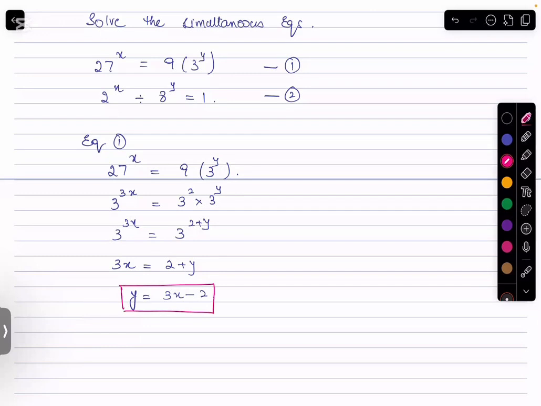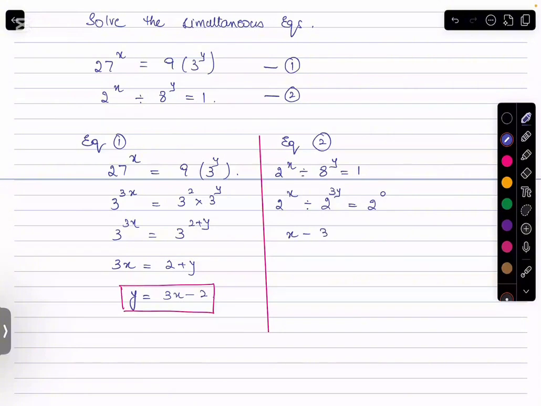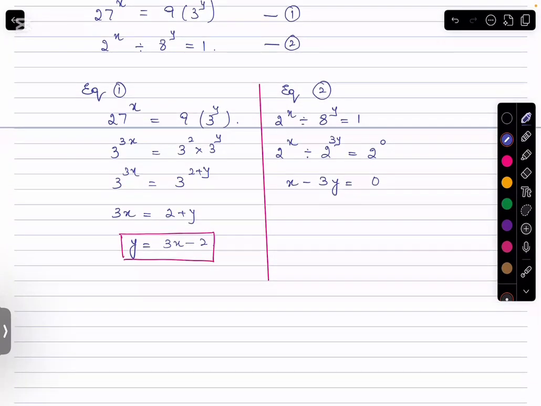अच्छा, अब equation 2 को अगर हम solve करें, so solving equation 2. Equation 2 said it's 2 to the power x divided by 8 to the power of y, which equals 1. Now 8 can be converted to the base of 2, and 2 cube is 8, so this becomes 2 to the power of 3y. And for 1, obviously, I'm going to say it's 2 to the power of 0. So from here, can I say it's x minus 3y equals 0? Right? Yes. Okay, so I have the two equations now.